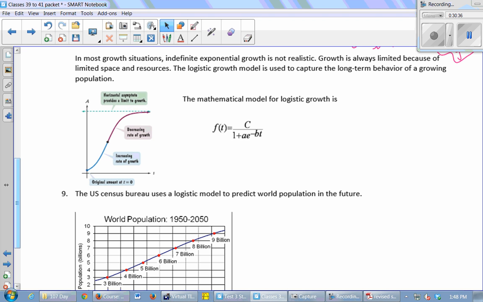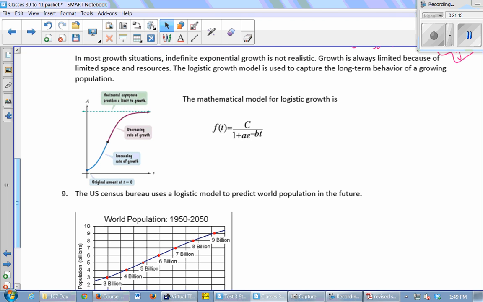Growth is always limited because of limited space, limited resources. So logistic growth is used to capture the long-term behavior of a growing population. And it has this general formula, C over 1 plus A e to the negative bt. So it's kind of a hybrid of a rational and an exponential function. It ends up having a horizontal asymptote that the population grows towards but never passes. And that horizontal asymptote is called the carrying capacity of the environment.